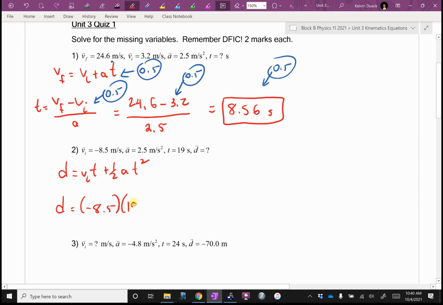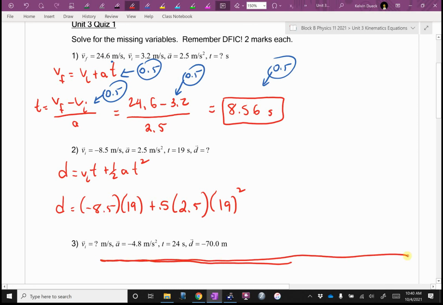T, 19, plus 0.5, 2.5. We're accelerating forwards. 19 squared. So I guess we started out going backwards really fast, but we're accelerating forwards, so we're slowing down. At some point we would have changed direction, and then I have a feeling we might have ended up in front of where we started. I think we might get a positive answer.